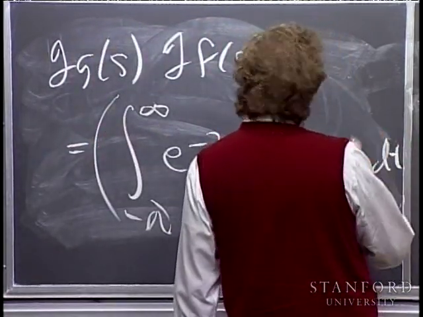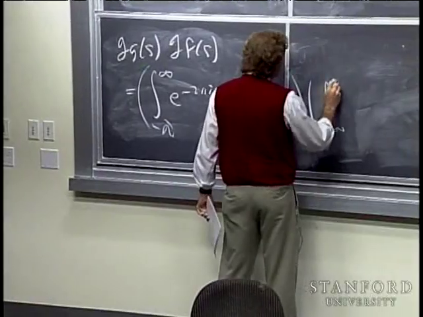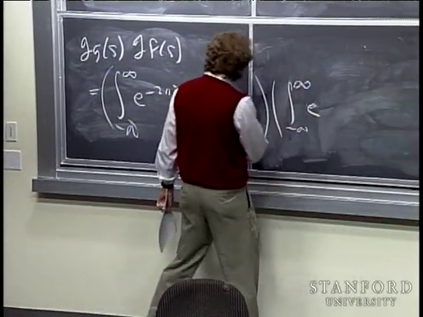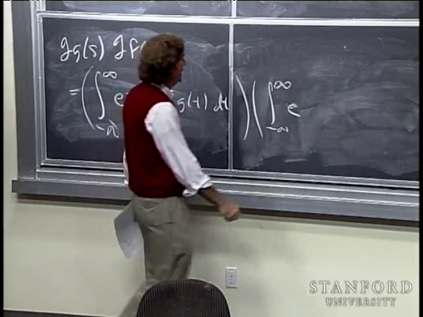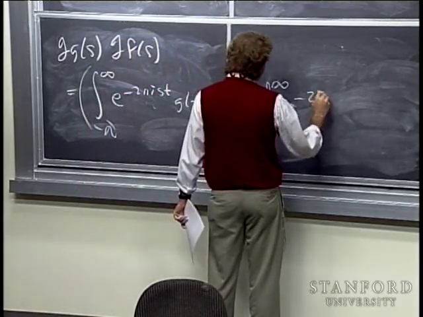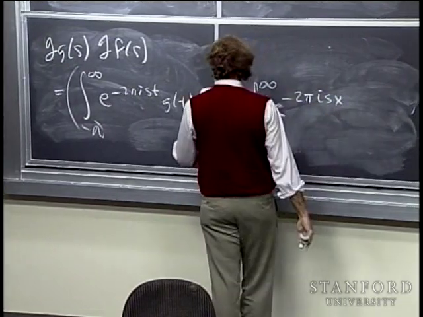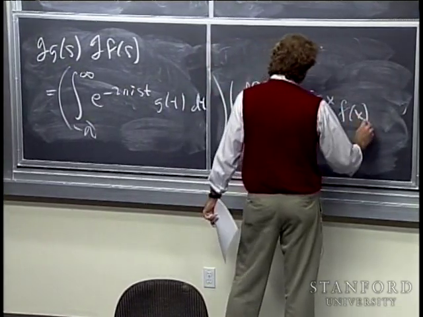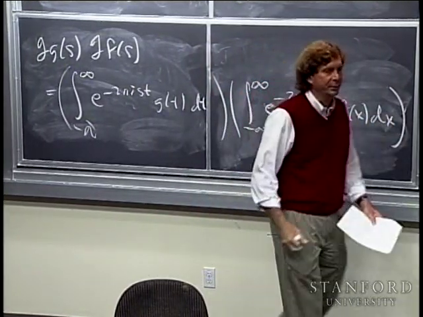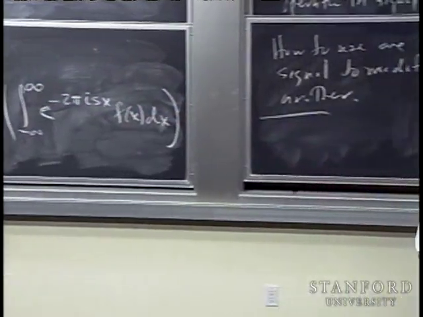And the Fourier transform of f at s is the integral from minus infinity to infinity. I already used t, integrating with respect to t. And so I want to integrate with respect to another variable: e to the minus 2 pi i s x, f of x, dx. All right, I think I can take it from here.